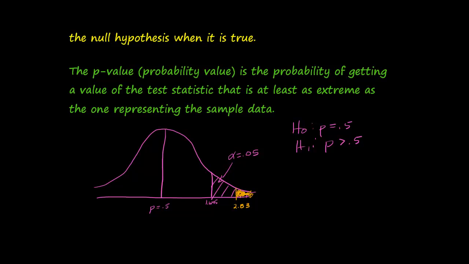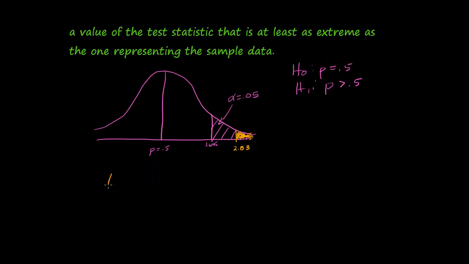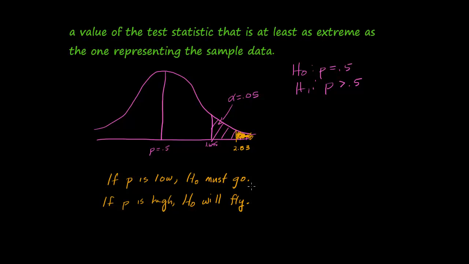So one way to remember that is, if p is low, H0 must go. And by low we mean less than or equal to 0.05. If p is high, H0 will fly. In other words, we don't have a reason to reject it, we fail to reject it. Okay, so that's just a little memory trick you can use to remember this. But we can see that if our p-value is less than our alpha, our test statistic will definitely be in the critical region, because that's what these areas represent. So this is our p-value.